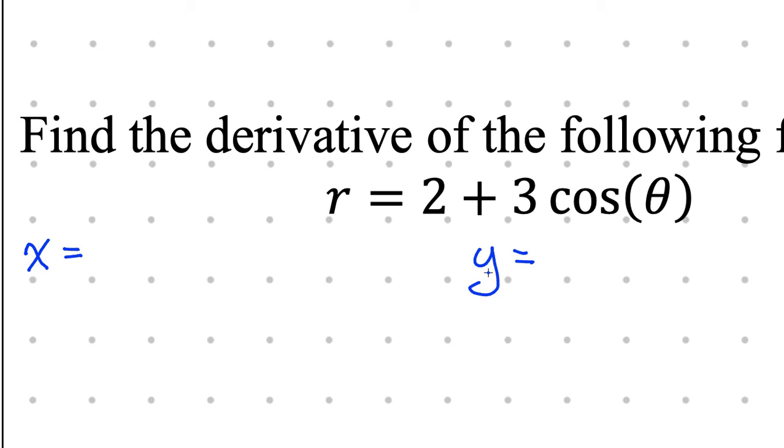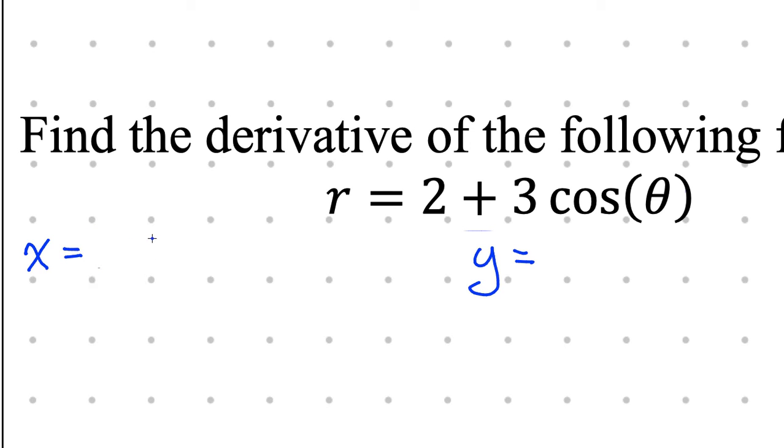Fiona, do you know it? No? What was the question again? How do I convert a polar equation into a parametric equation? x is r times cosine, and then y is r times sine. So everyone rewrite 2 plus 3 cosine of theta for both of these.